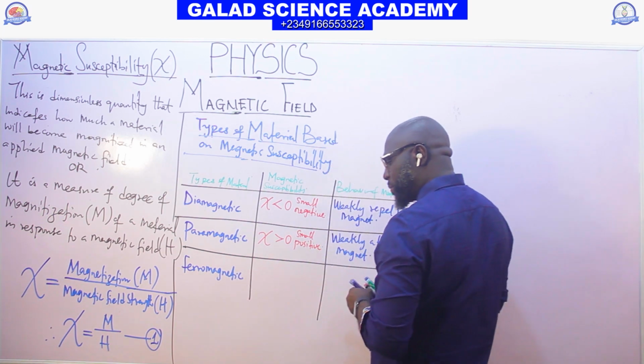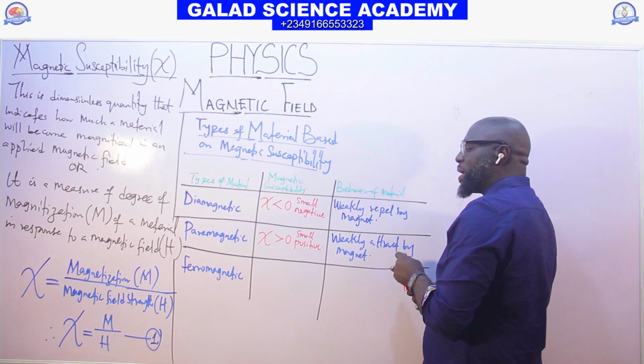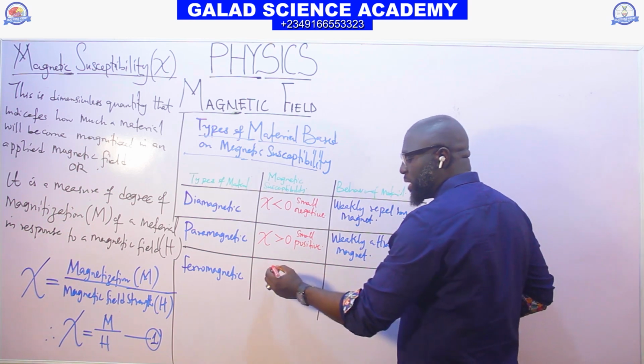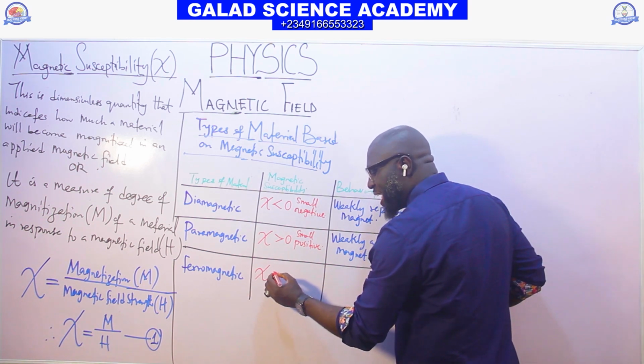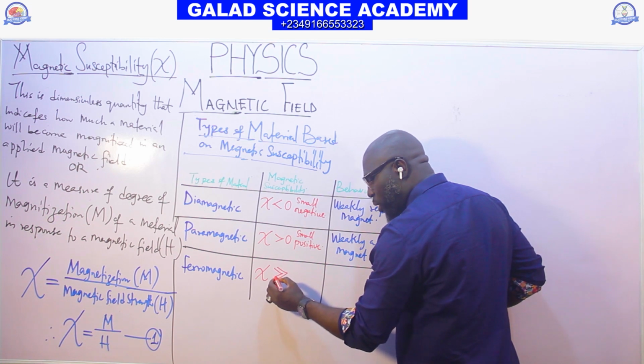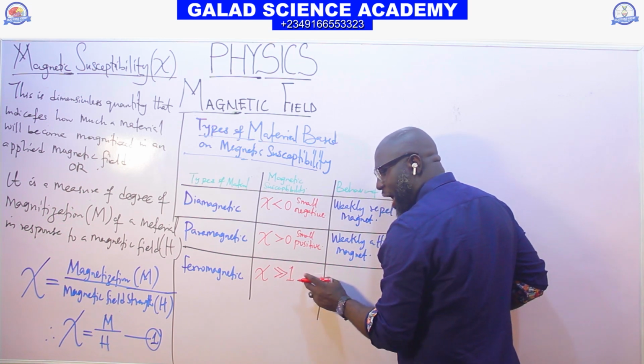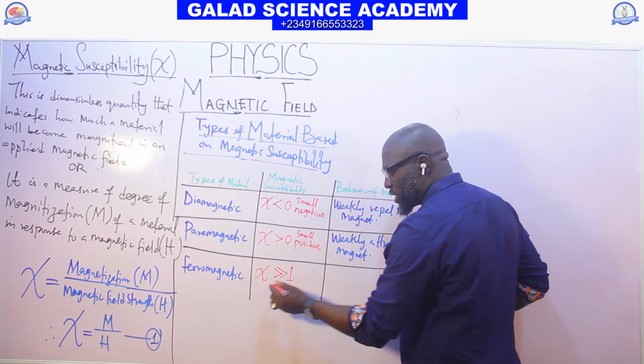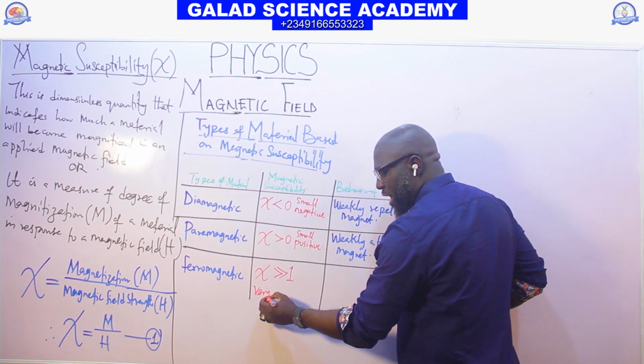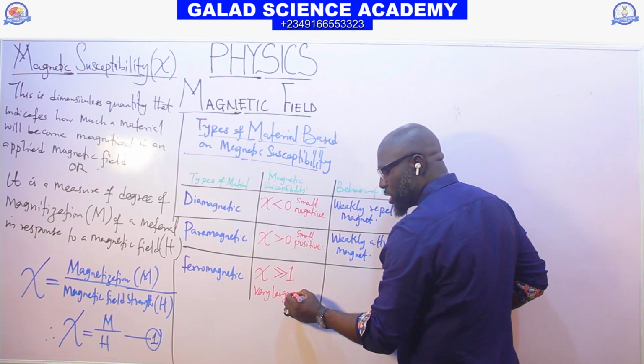The last one is ferromagnetic material. In ferromagnetic material, the magnetic susceptibility is much greater than 1 and very large positive.